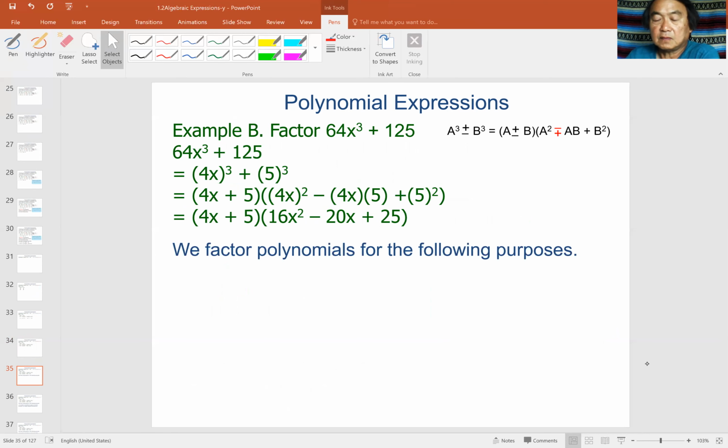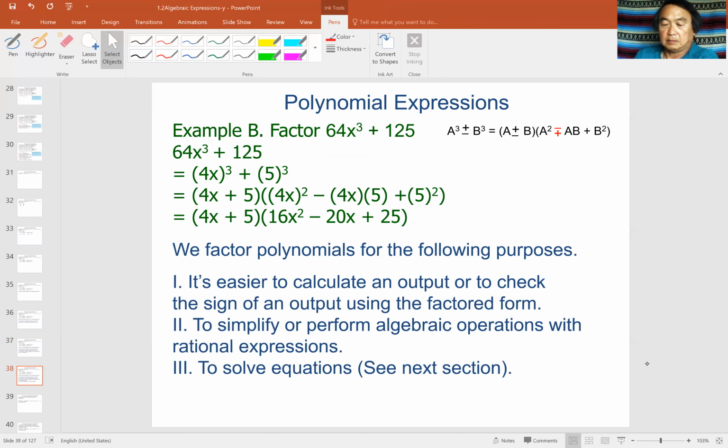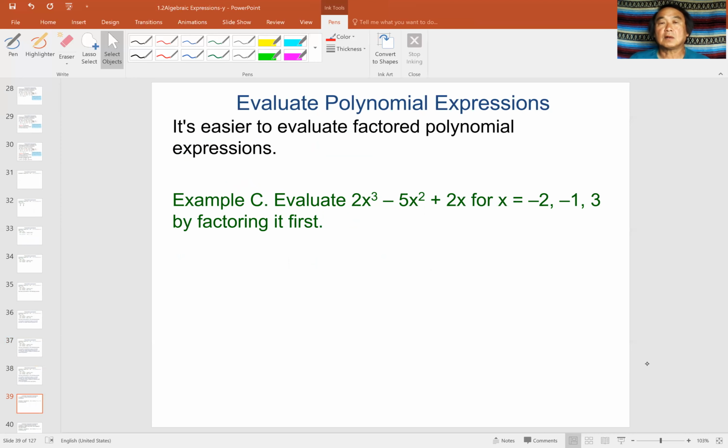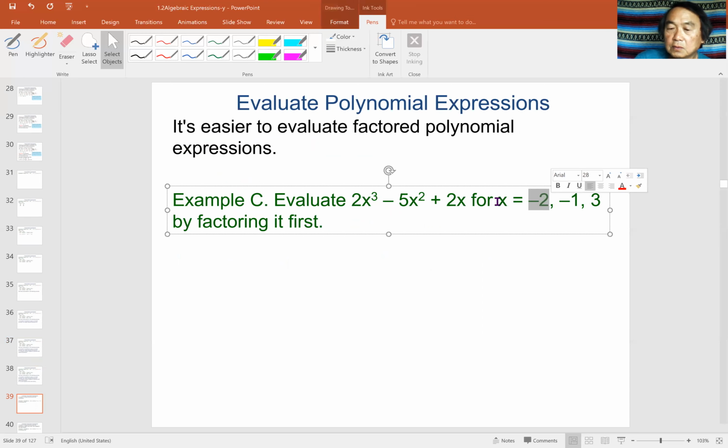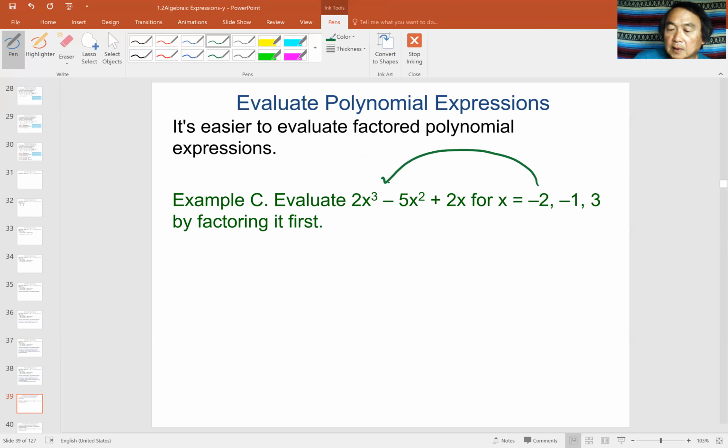What do we want to factor polynomials for? Here are a couple of examples which we're going to use in the future, again based on factoring the polynomial. It's easy to calculate. If I say put x equal to -2 into this formula, I'm going to replace x by -2 everywhere and calculate the outcome.